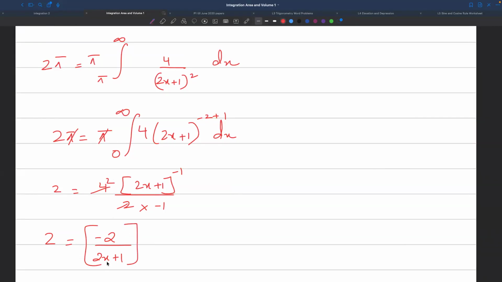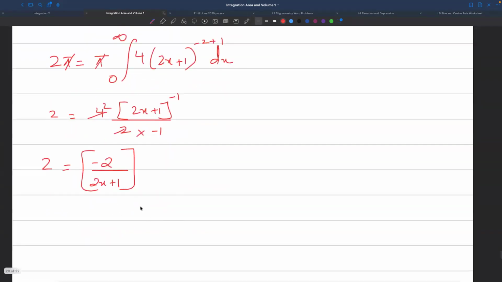Now I will have to also apply the limits. Limits क्या है मेरे पास? Infinity and 0. Now this is a very important thing you people will have to understand. 1 divided by 0 is what? Infinity. 1 divided by 0 is infinite. So 1 divided by infinity will also be equal to 0.